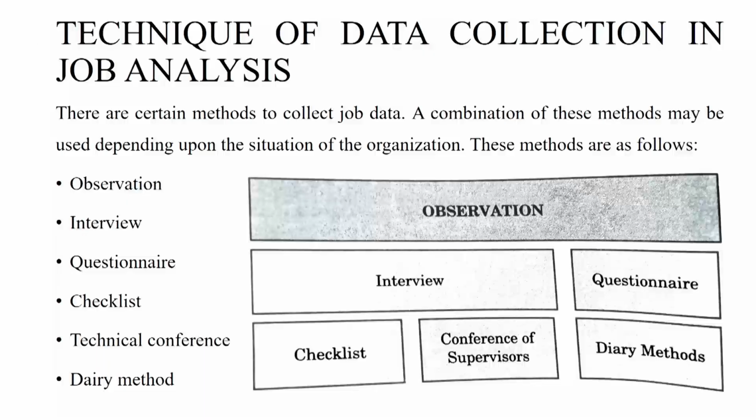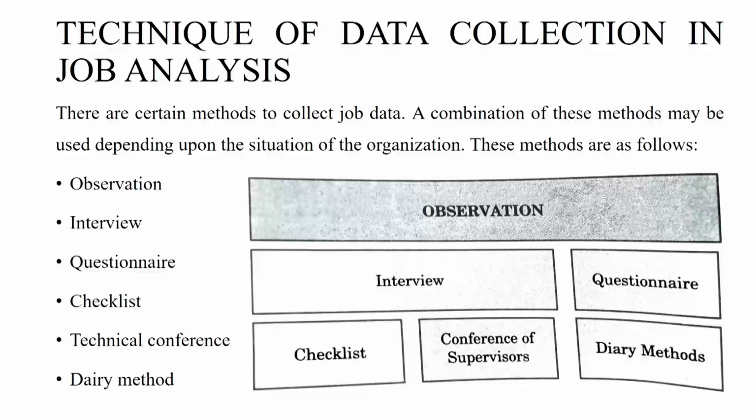The next one is the questionnaire. A questionnaire is nothing but a structured form where we have a number of questions. These questions can be open-ended questions, close-ended questions, dichotomous questions, which basically means yes and no questions, or maybe checklist questions. So with the blending of the different kinds of questions in the questionnaire, we can find out the various contents of a job.